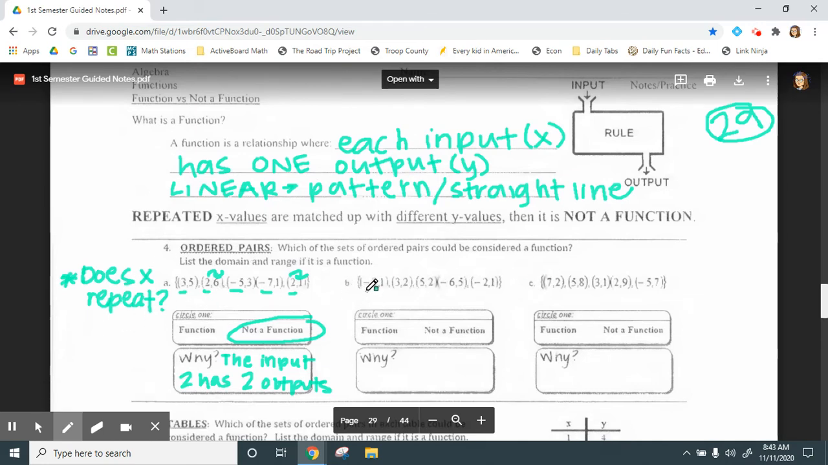Then we need to look at B. We look at our x values, -2, 3, 5, -6, -2. We look to see if any x repeats. You can see that -2 repeats. So then we look, -2 is paired with 1, -2 is paired with 1. That means that it's still a function because the input -2 still only has one output. The output is 1. So if it's a function, it's because each input has one output.